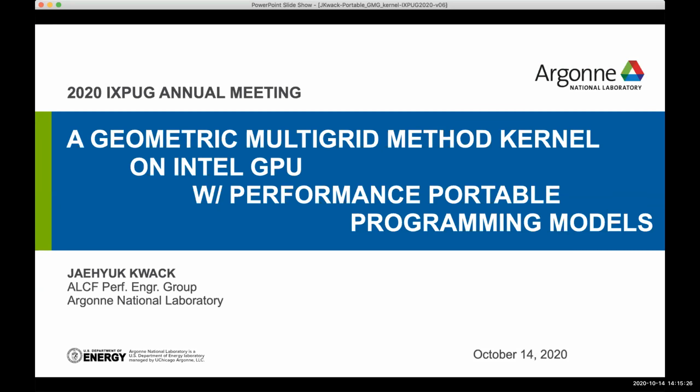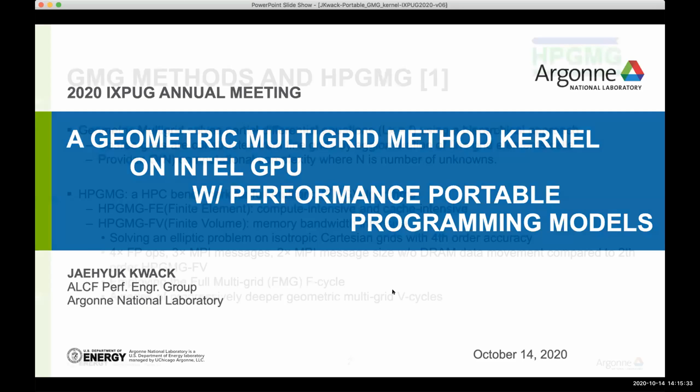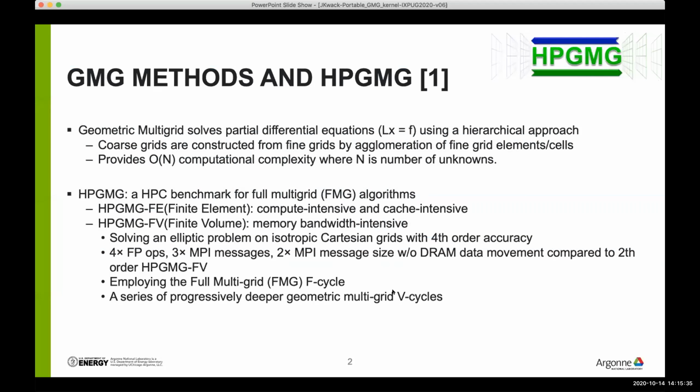Today I'm gonna talk about a geometric multigrid method kernel on Intel GPU with performance portable programming models. Geometric multigrid method is a way to solve the partial differential equation using a hierarchical approach. Coarse grids are constructed from the fine grid by agglomeration of fine grid elemental cells. It provides the order of n computational complexity, so it could be an efficient way to solve the problem.